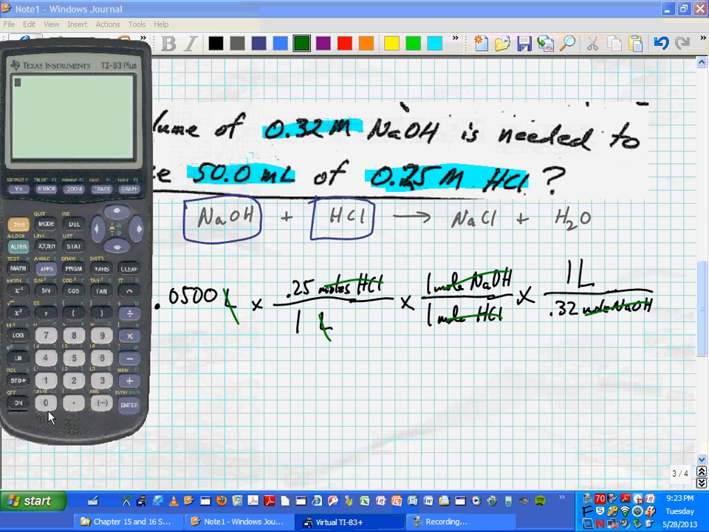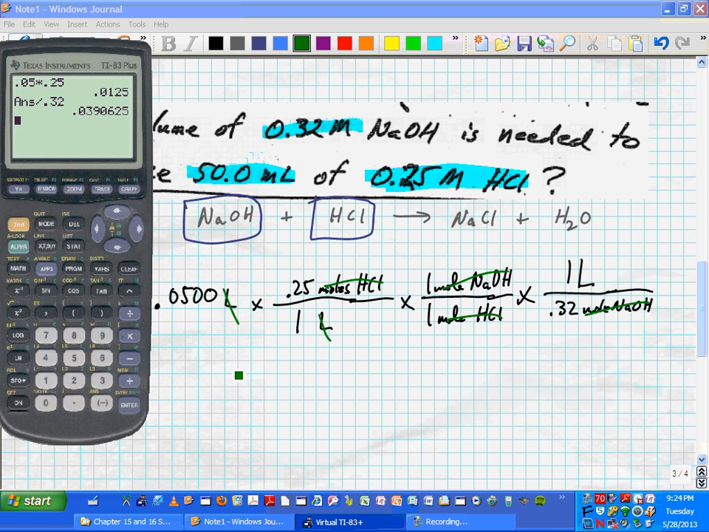So I'm going to have my 0.05 times 0.25, hit enter, and then I'm going to divide that by 0.32, hit enter. Whoops, what the heck happened there? Let's do this again. 0.05 times 0.25, hit enter. Now divide that by, there we go, 0.32, hit enter.